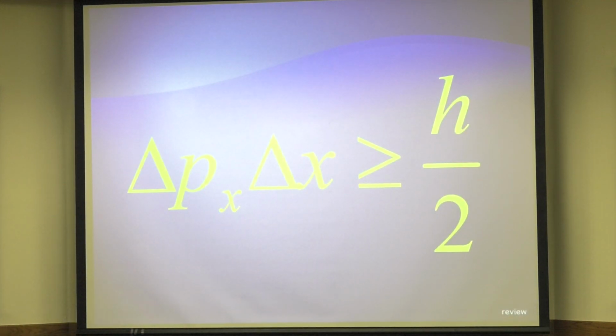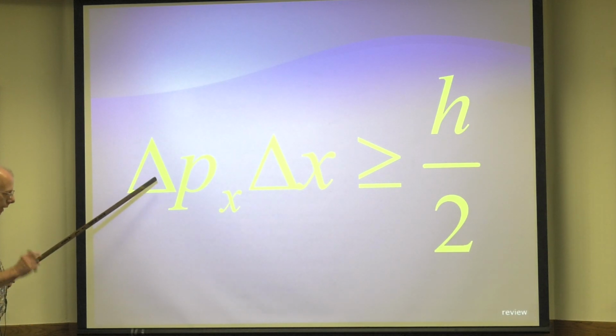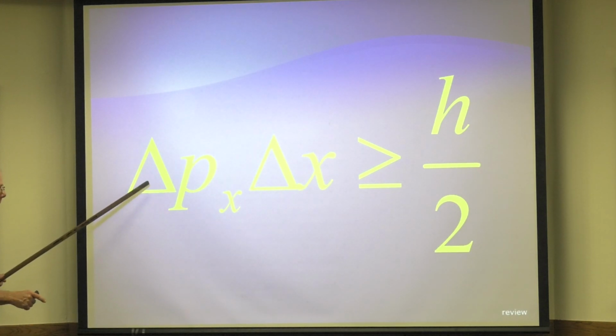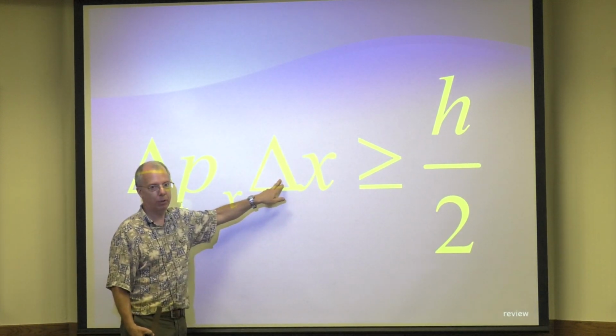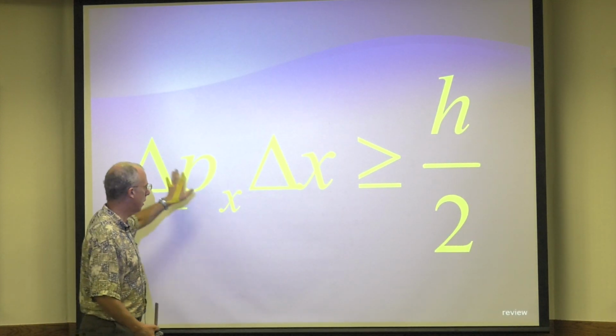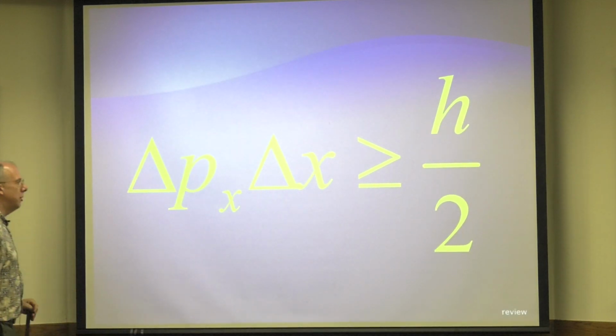And then the Heisenberg uncertainty principle. I don't care how good your computer is, your equipment, you're never going to know delta P exactly. Because if you knew delta P exactly, this would be infinite, which doesn't make any sense, right? So there are always going to be fundamental uncertainties in momentum and position.